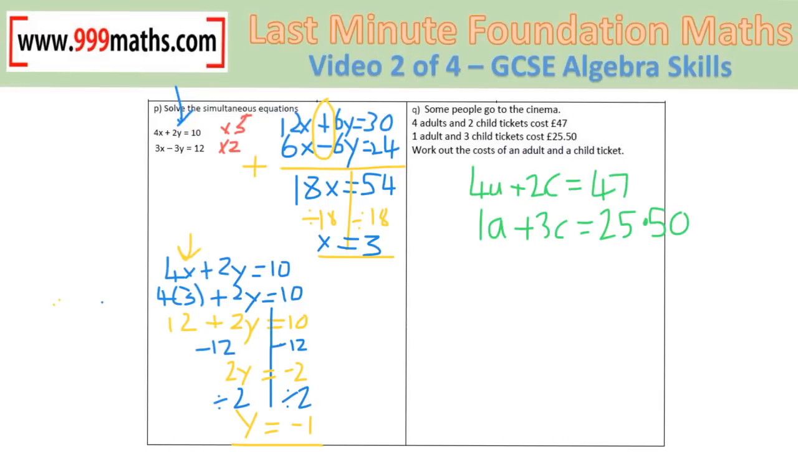Start by making the second letters the same value. So in this case I would times the top one by 3 and the bottom one by 2 to make them both 6c. When you've done that, just watch out because this time the signs are both the same, which means it will be a subtract as opposed to an add.